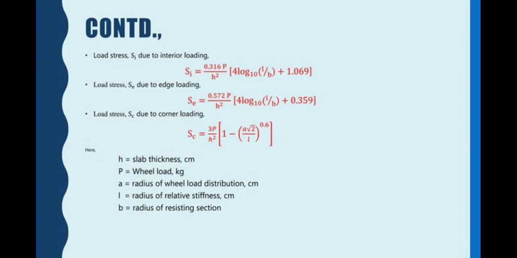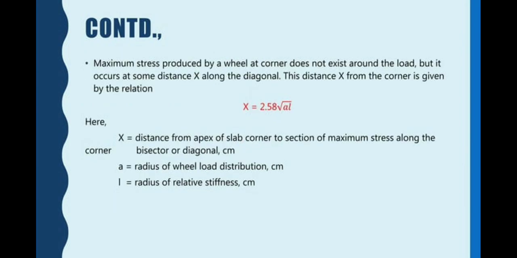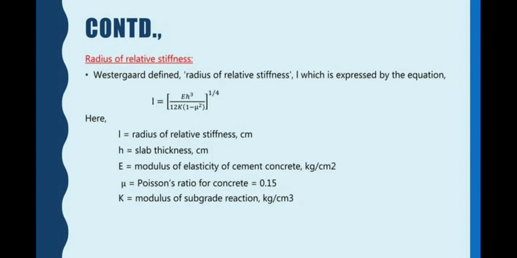So you can see the formulas of the stresses for the interior loading, edge loading and the corner loading. The maximum stress produced by a load at the corner does not exist right at the load, but it occurs at some distance x along the diagonal. This distance x from the corner is given by the relation x is equal to 2.58 root of AL. Here A represents the radius of wheel load distribution in centimeter and L represents the radius of relative stiffness in centimeter.